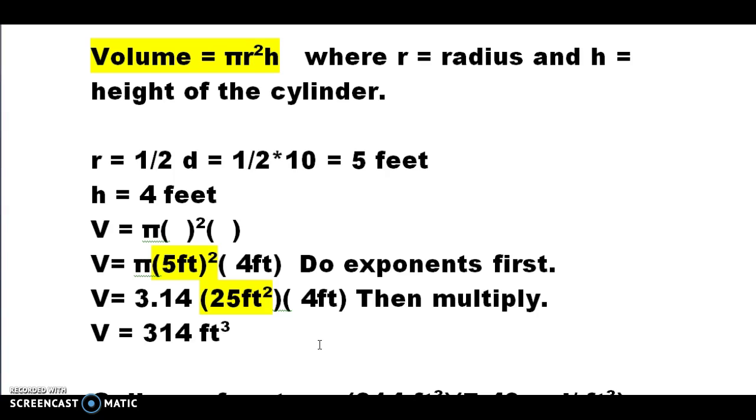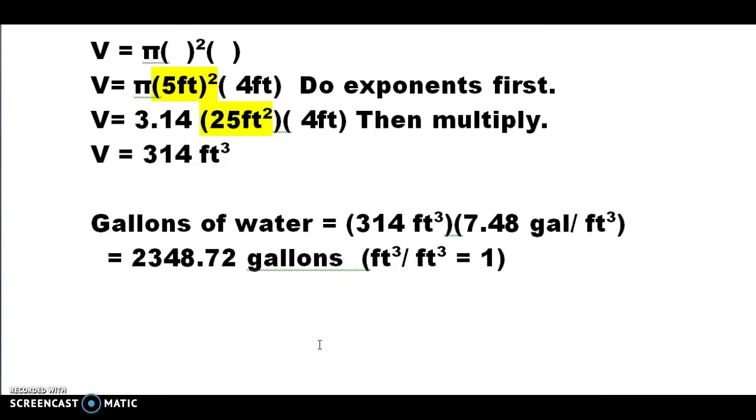Now what I have to do is use the order of operations. So I have to use my exponents first. So I have to take 5 feet squared, which is 5 feet times 5 feet. That gives me 25 feet squared. So now I have 3.14 times 25 feet squared times 4 feet. I do my multiplication. I get 314 from my numbers. I have feet squared times feet, which gives me feet to the third power, which is the same as cubic feet. I know that I have 314 cubic feet of water, or that's my volume.